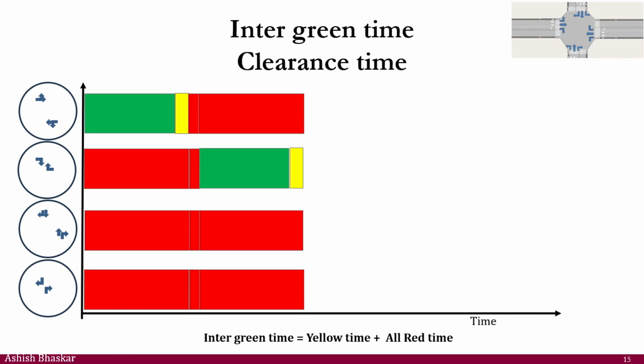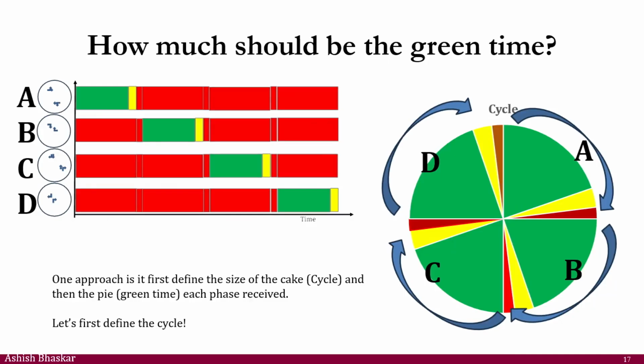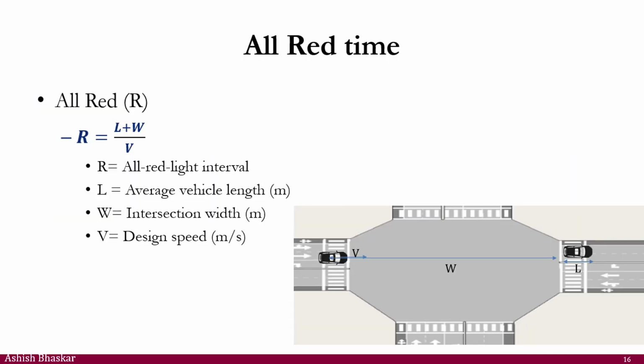That's what I said. It depends on the size. So it should be length plus width by speed. It may be 3 seconds, 4 seconds. The larger the intersection, the more all red time. But this is the time you are going to lose. So you want to minimize it, but you want to add it for safety. This is for safety reasons.